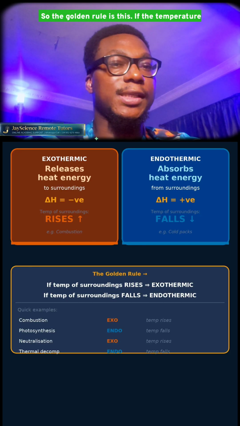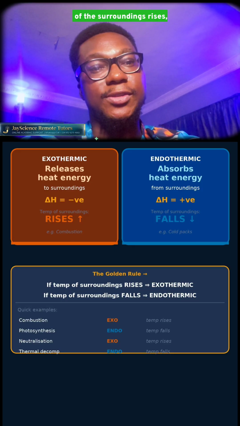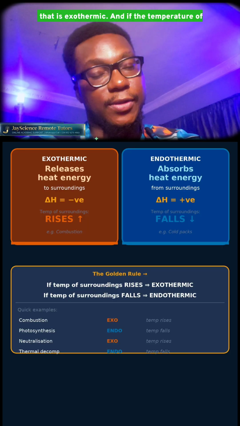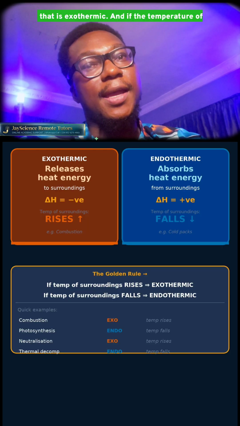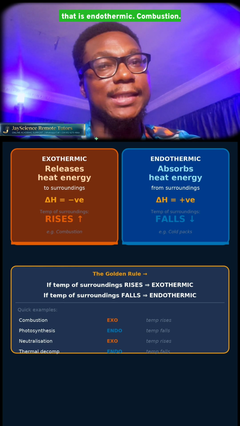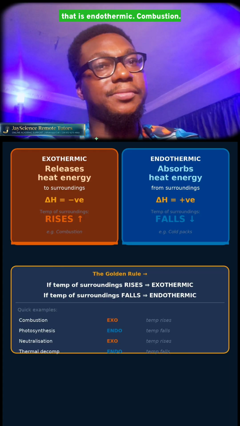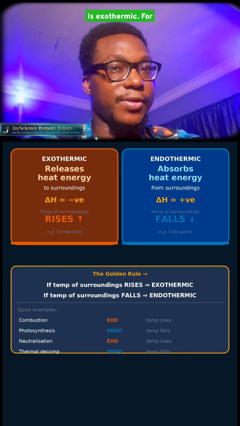So the golden rule is this. If the temperature of the surroundings rises, that is exothermic. And if the temperature of the surroundings falls, that is endothermic. Combustion is exothermic.